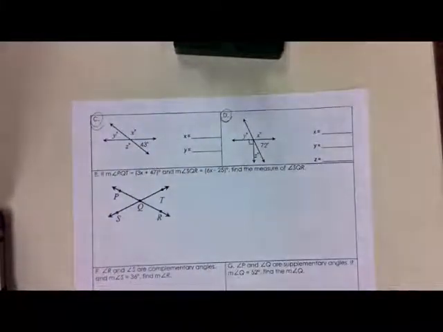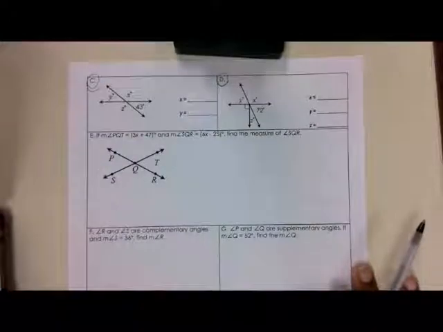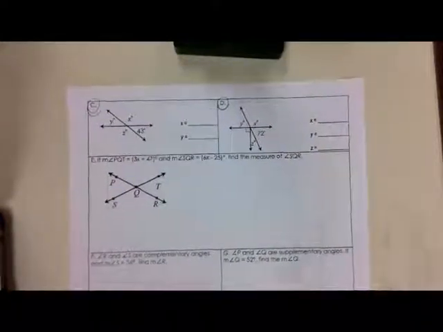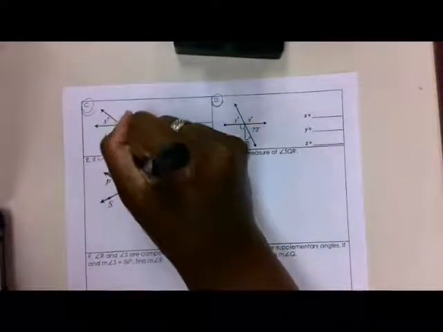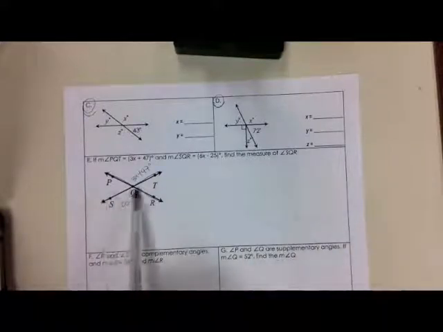So I want you to try C and D after I'm done with this video. And when you try those, check them on the PDF. Alright. Next, E. If PQT is 3x plus 47 degrees, and SQR is 6x minus 25 degrees, find the measure of SQR.